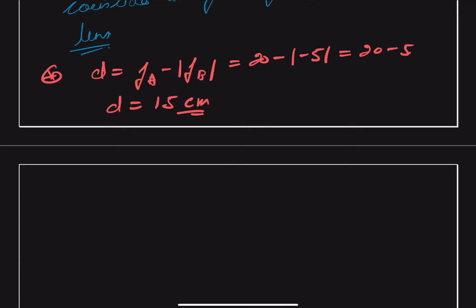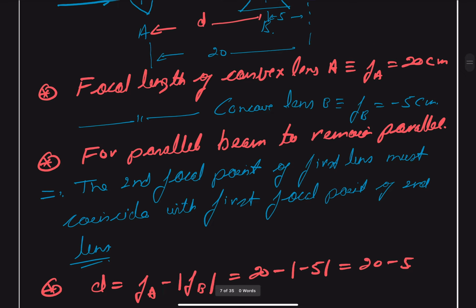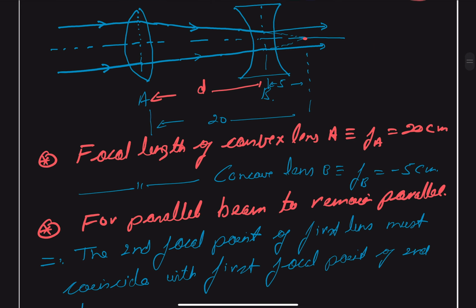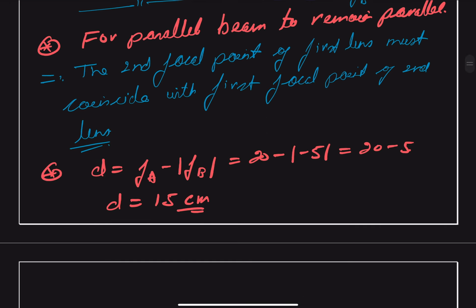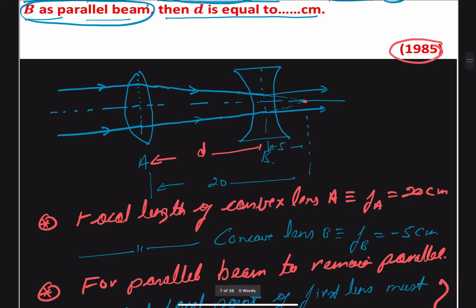So the important part was only one, that we have to define the ray diagram. We only know that initial and final should be parallel, and for that condition, the second focal point condition has to be met. So based on this, we get our D as 15 centimeters.